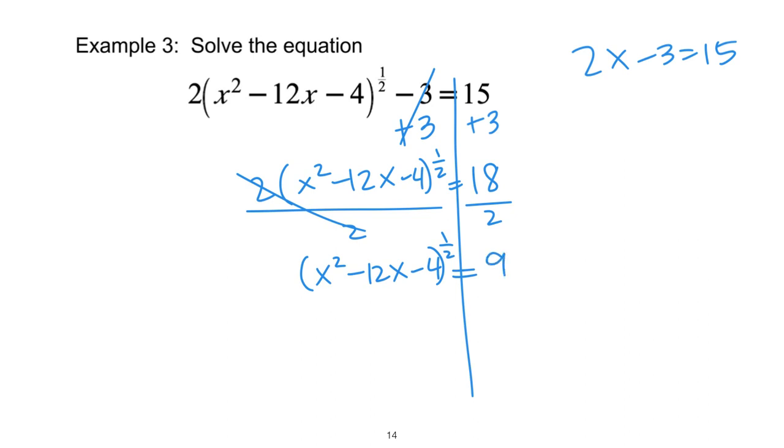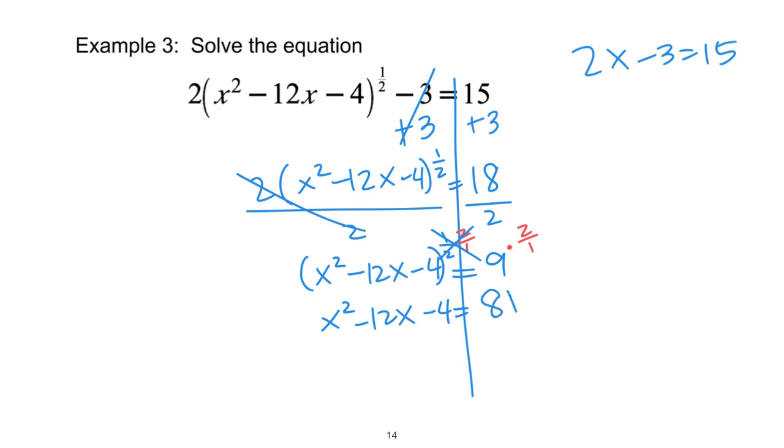Now that we have that exponent alone, we can get rid of it. So I am going to do the reciprocal exponent on both sides. The exponent right now is 1/2. I'm going to do an exponent of 2 over 1, or just really 2, on both sides. By doing that, these are gone. And 9 to the exponent of 2 over 1 is 81.